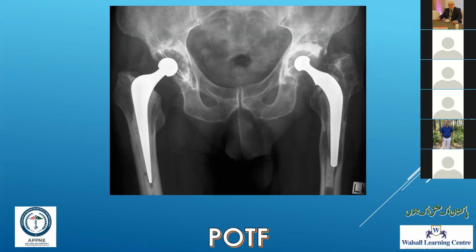There are only very limited one-stage procedures. A one-stage procedure requires a CRP less than two for three consecutive readings two weeks apart. The ESR is normal, the leukocyte scan is normal, and the third condition is that the surgical procedure is more than a year old. So, you do a DAIR procedure.